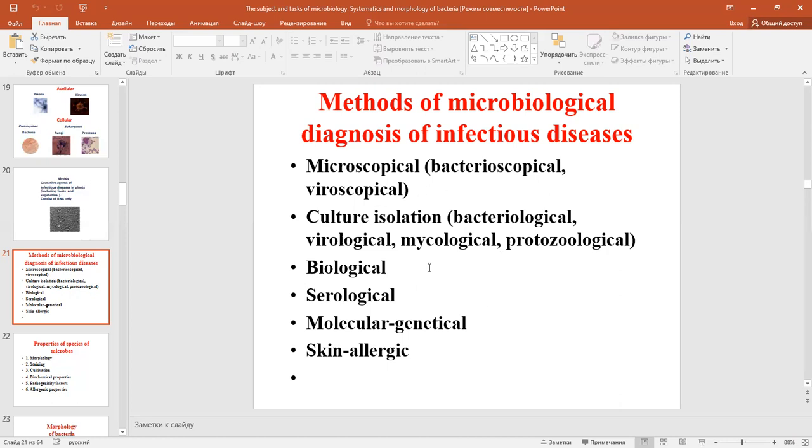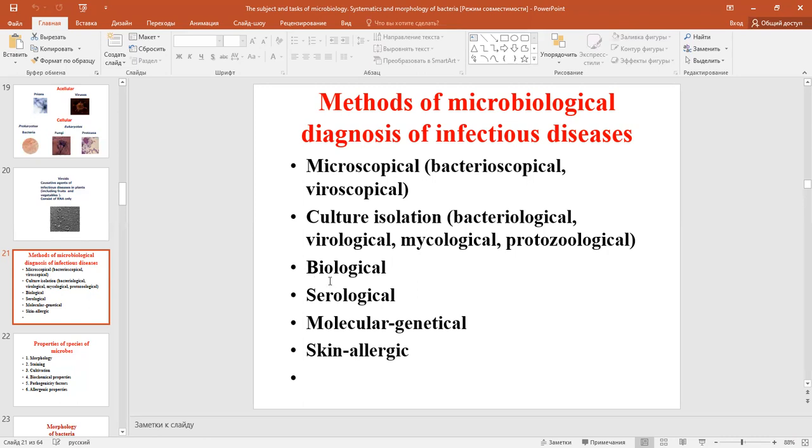Then the golden standard for many decades was culture isolation. Bacteriological, virological, mycological, protozoological, isolation of pure culture, and by detection of properties, identification. It was the golden standard. Now modern methods are used very widely, like the molecular genetic method. Anyway, it's still the main method.